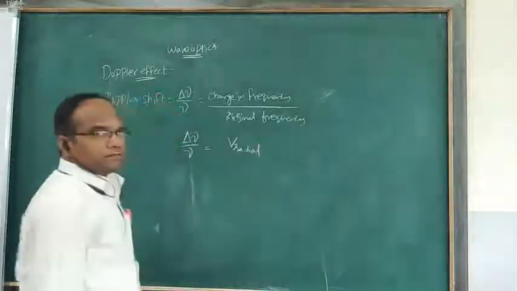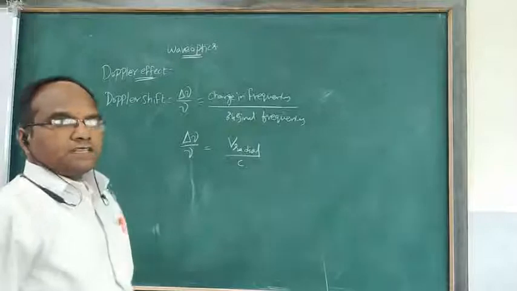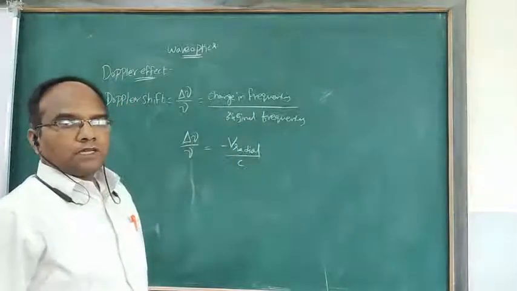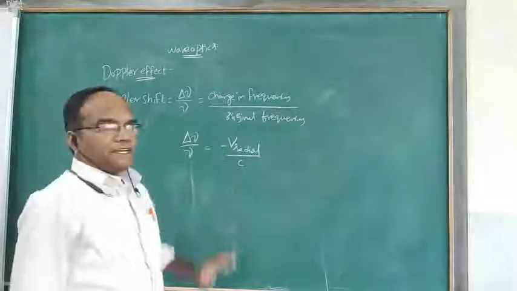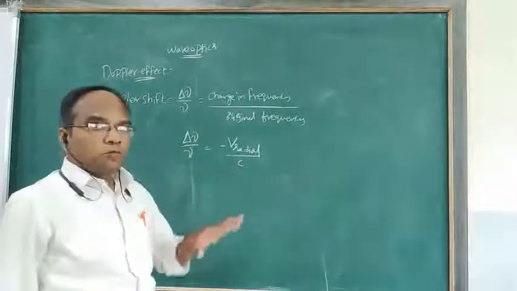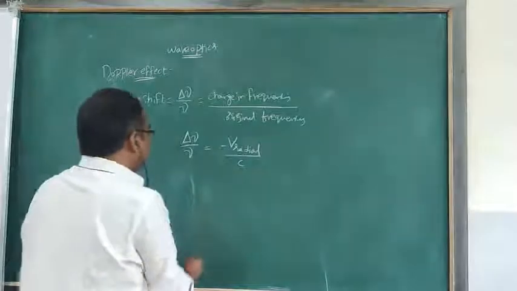v radial divided by c, where c means the velocity of light, and here I am putting a negative sign. So the negative sign indicates when the source is moving towards the observer.